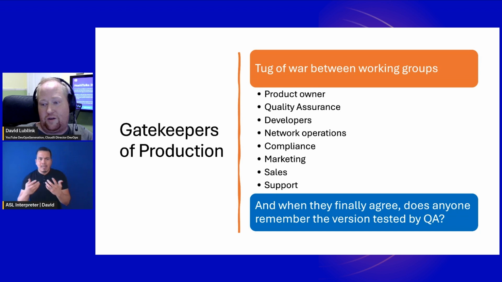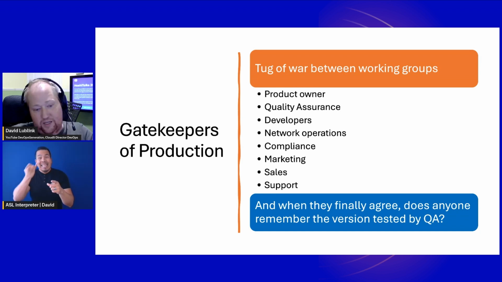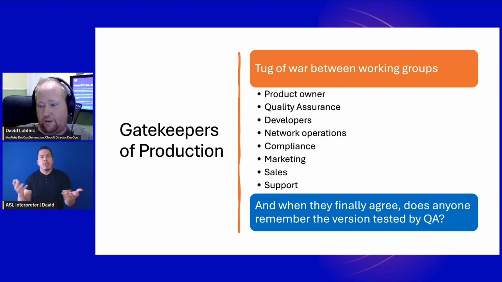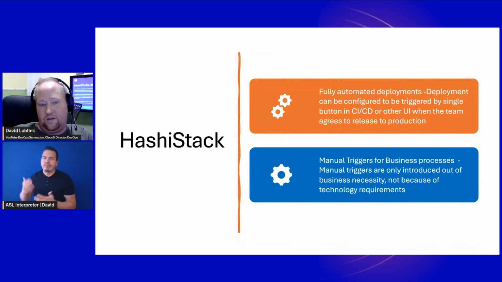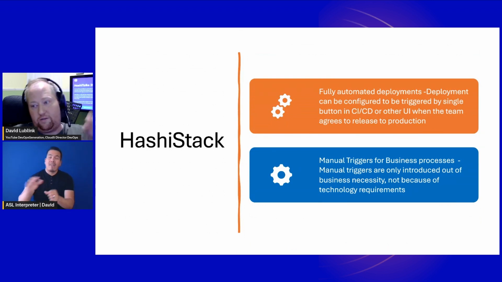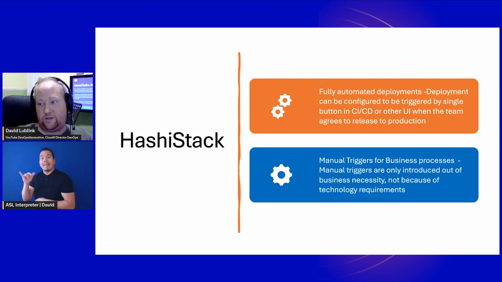And when you do finally get consensus that your software is ready to be deployed, then the question is, does anybody really remember what was tested? So that brings us to, well, if you get your HashiStack right, and you fully automate your processes all the way from git push all the way to it's deployed to production, introducing manual triggers only as the business requires, not as technology requires, you'll find that your production gating process can be simplified to, when the team is ready, just press this button.